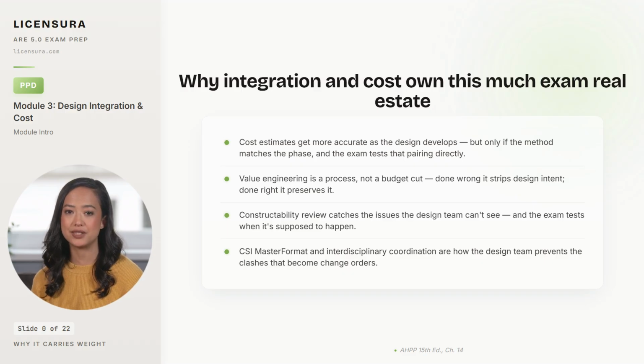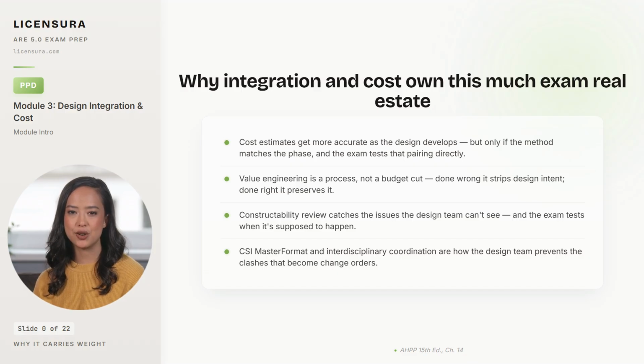First, cost estimating gets sharper as the design develops, but only if the method matches the phase. Square foot estimates fit schematic design. Assembly estimates fit design development. And unit quantity takeoffs only work once the drawings are detailed enough to count. The exam tests whether you paired method with phase.